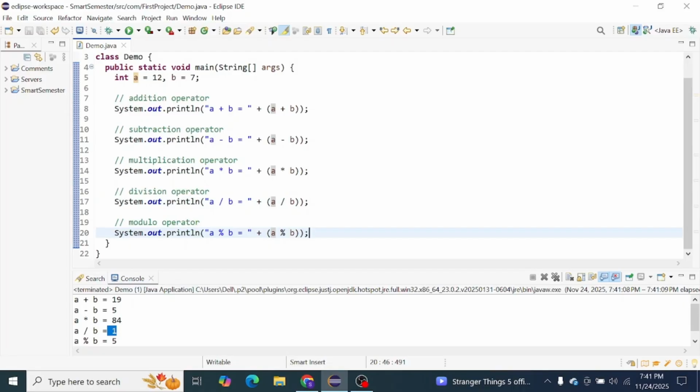a modulo divided by b. What does modulo division do? It gives the remainder after dividing a with b. Here we are dividing a, 12, with b, whose value is 7. 7 ones 7, remainder will be 5. So the same is getting printed here.